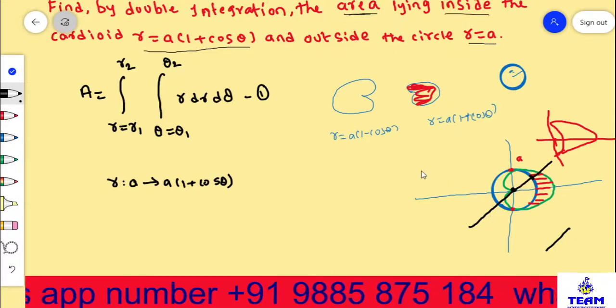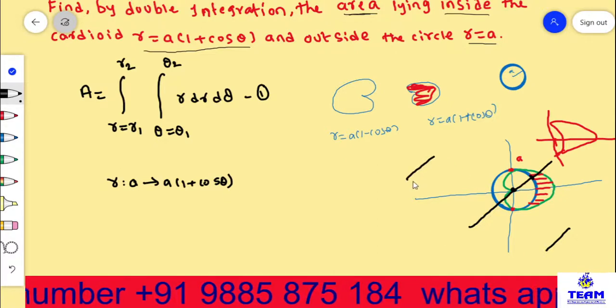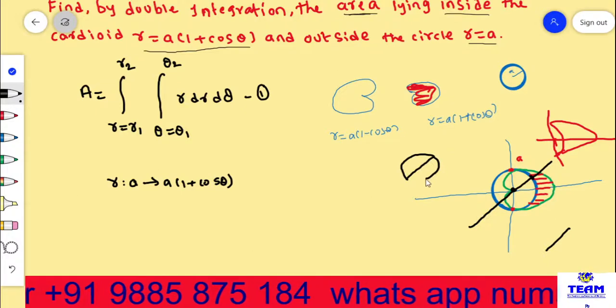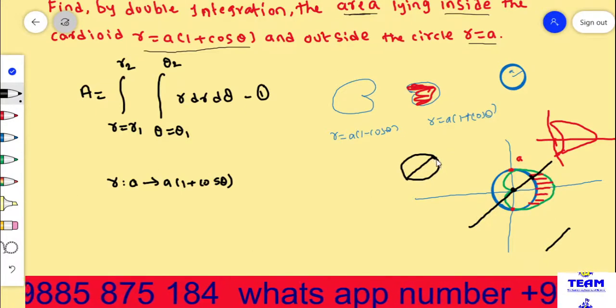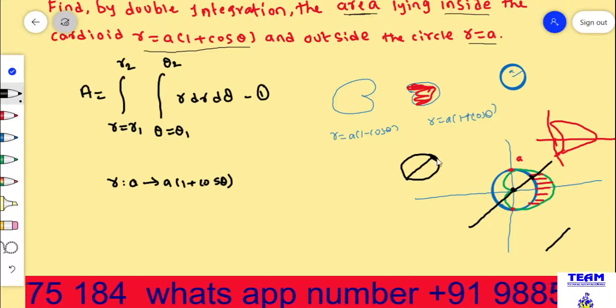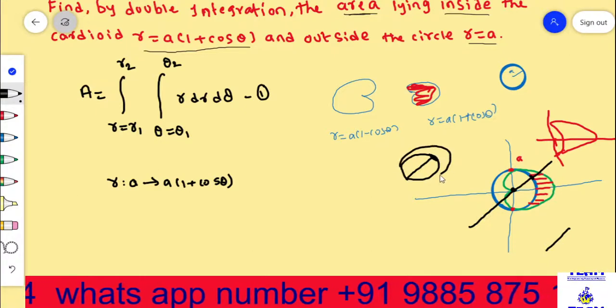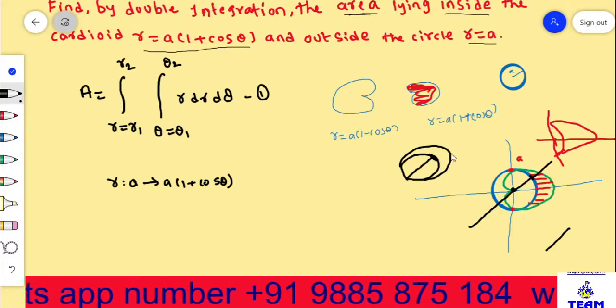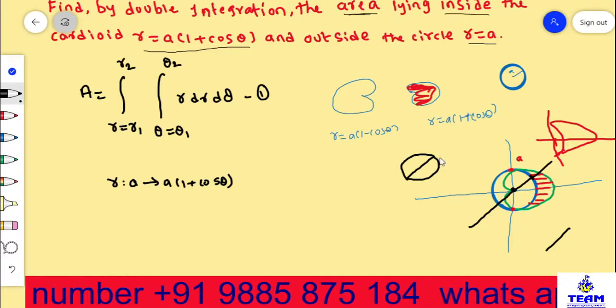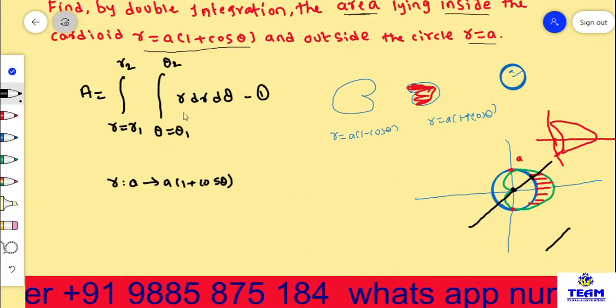To get the lower limit, first draw a line. You see, this is a circle you have. Let it be a circle. First, where does the line touch first? Here. Later, the cardioid. So first is the circle, later is the cardioid. Clear? Next one. What do you have to find?